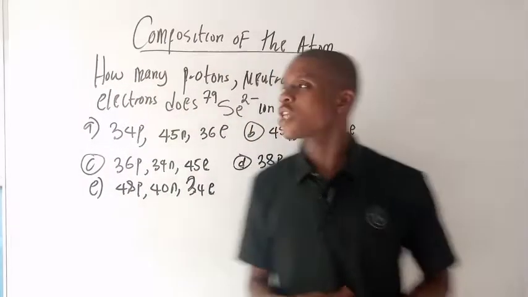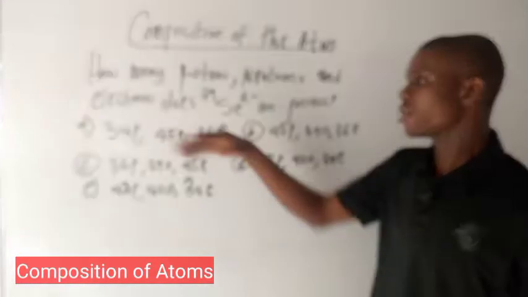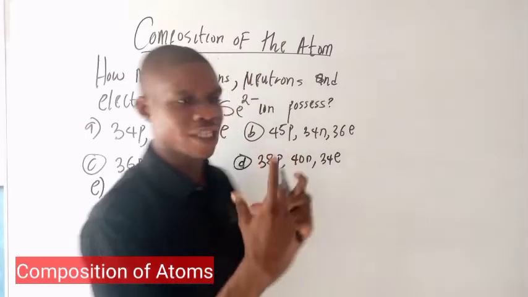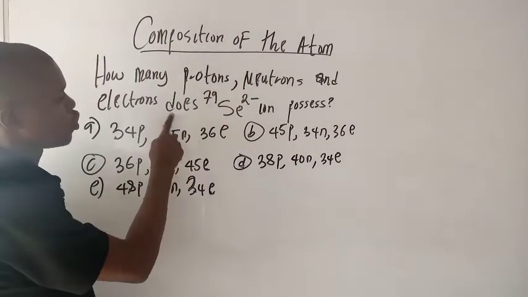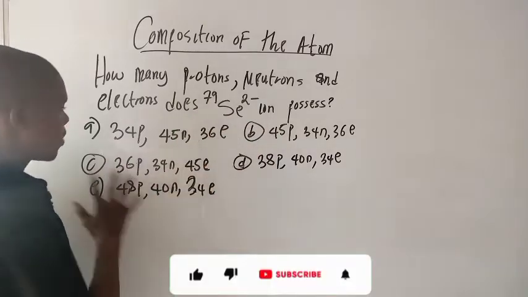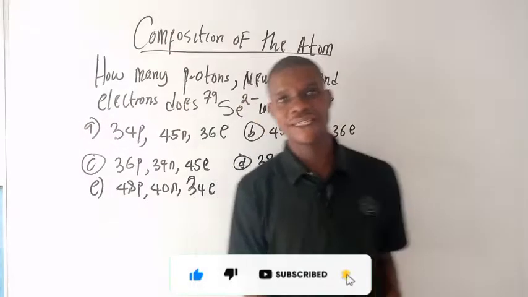Now, in this video, we are going to talk about the composition of the atoms. There's a question that they normally ask in exams, and it's a little bit tricky. So this is what we want to do here. How many protons, neutrons, and electrons do Se2- 79 ions possess? Now, we are being given options. This type of question normally occurs in objective exams. Do you get that?